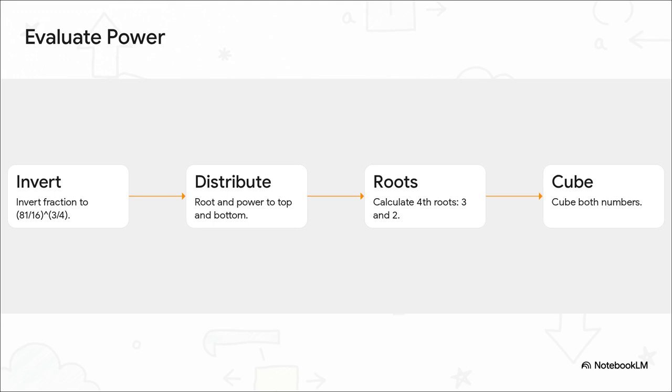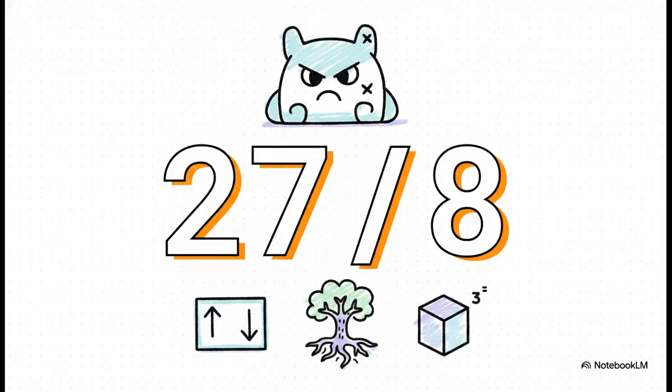Okay, step 1, we use that negative sign to invert the fraction, carefully turning it into 81 over 16 to the positive 3/4. Just like that, the negative is gone. Step 2, we distribute that 3/4 power. Since the denominator is 4, we take the 4th root of both 81 and 16, and that gives us 3 and 2. Step 3, we apply the numerator, which is 3, by cubing both numbers. So 3 cubed is 27, and 2 cubed is 8. And there it is, folks. We have officially conquered the boss battle with a final answer of 27 over 8.